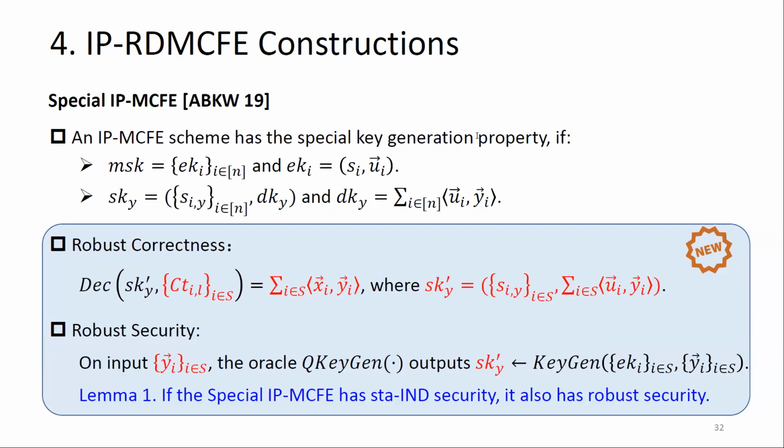We found that the special IPMCFE has robustness when the decryption algorithm only includes the functional key and a subset of ciphertexts. The decryptor can obtain the inner product corresponding to the subset S. So we define the robust correctness and the robust security. Furthermore, we proved that if the special IPMCFE has static security, it also has the robust security.